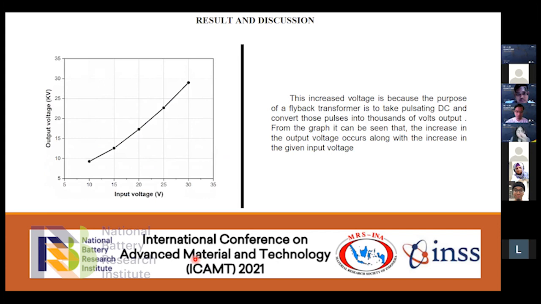Next is the graph of the relationship between the input voltage and output voltage generated by a flyback-based power supply. As you see, this increased voltage is because the purpose of the flyback transformer is to take pulsating direct current and convert this pulse into thousands of volts of output. From the graph, it can be seen that the increase in the output voltage occurs along with the increase in the given input voltage.